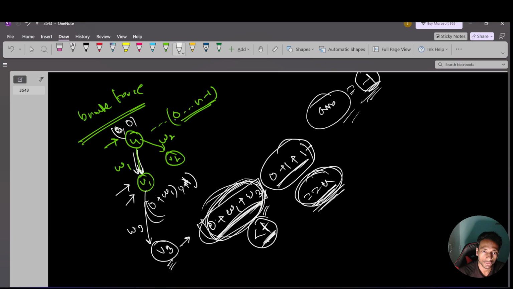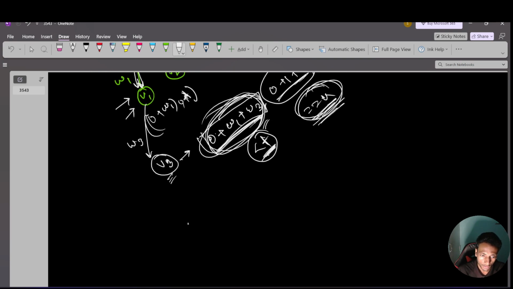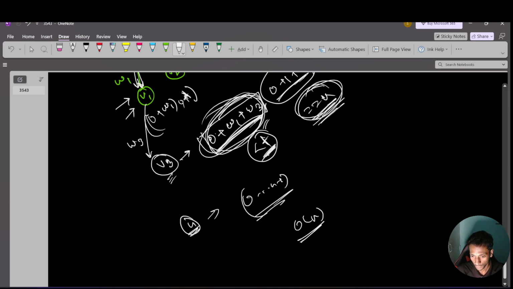So I'll start from each node. First I'll start from 0, then I'll start from 1, and explore all the paths. Correct. Now what is the time complexity for this? First of all, I am starting from u and the range will be 0 to n minus 1, so this will be big O of n. And for each starting node, I am trying to explore all the nodes I can reach if I start from u. So the time complexity again will be big O of n, because I am trying to visit all the nodes I can reach from u. So this will be n square.